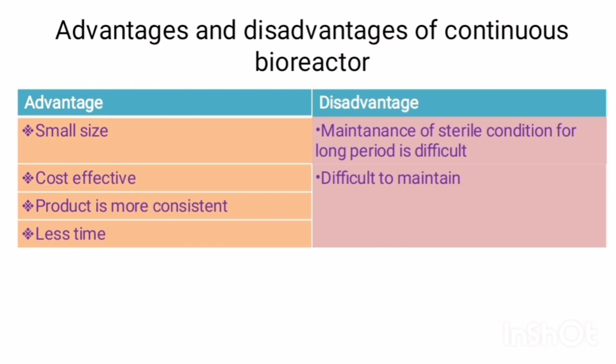Continuous fermenters have certain disadvantages. Continuous fermentation may run continuously for a period of 500 to 1000 hours. Maintenance of sterile condition for such a long period is difficult. It is not easy to maintain the same quality of the culture medium for all additions. So this is about continuous fermenter or continuous fermentation.